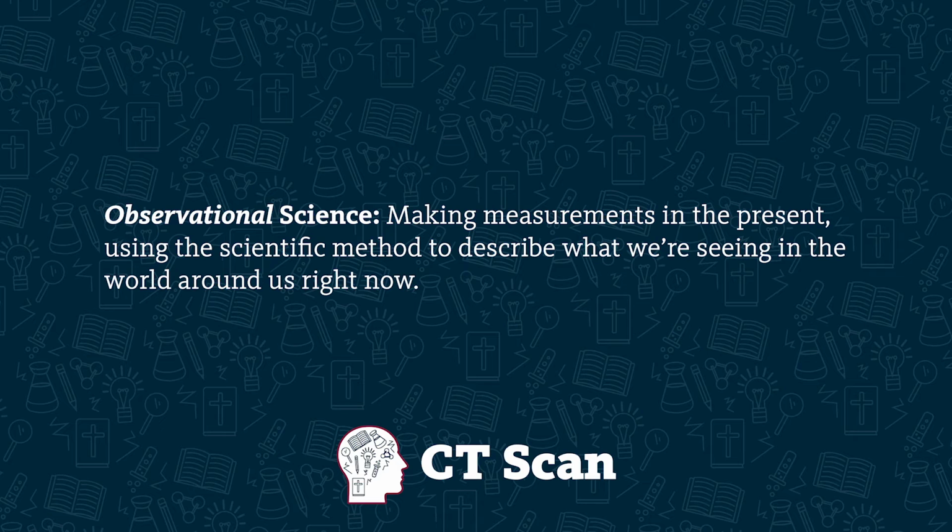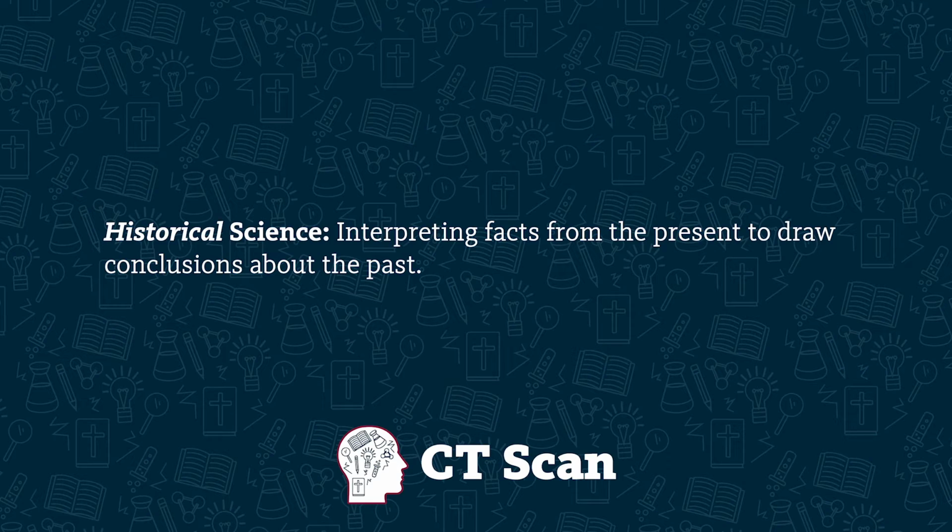Well, to do that, we need to think about those two different types of science, observational science and historical science. Remember, observational science uses the scientific method to measure and describe and experiment on things that we can observe in the present, like the size and mass and species identification of this fossil. Historical science, however, interprets those facts to draw conclusions about the past, like how and when and why this fish became a fossil. See, that event happened one time in history, and we can't directly observe it happening right now in the present. We can only make educated guesses.